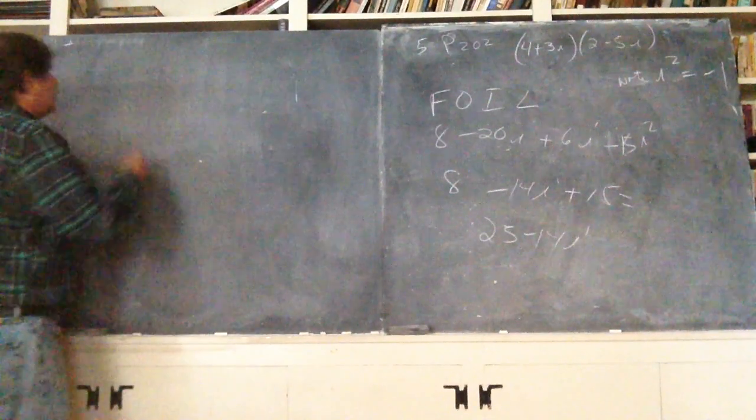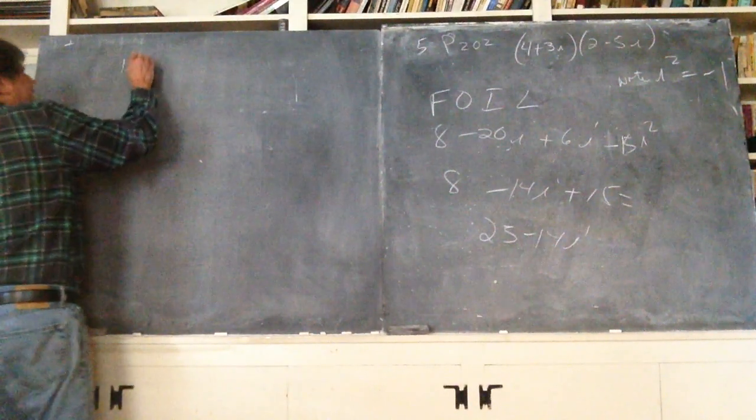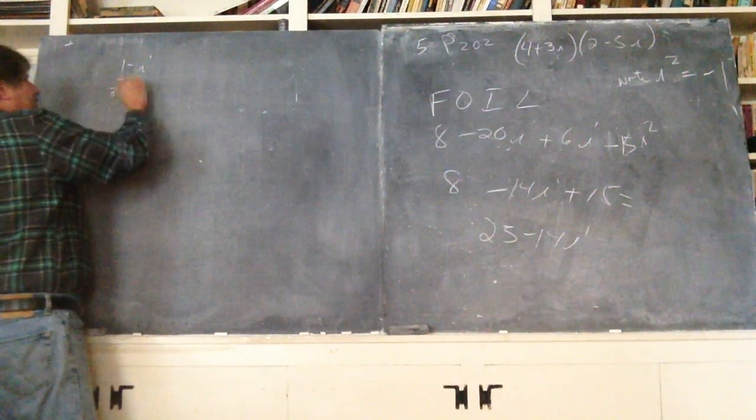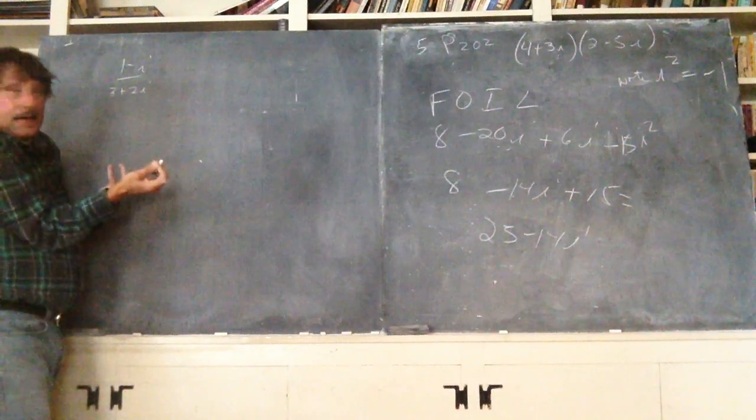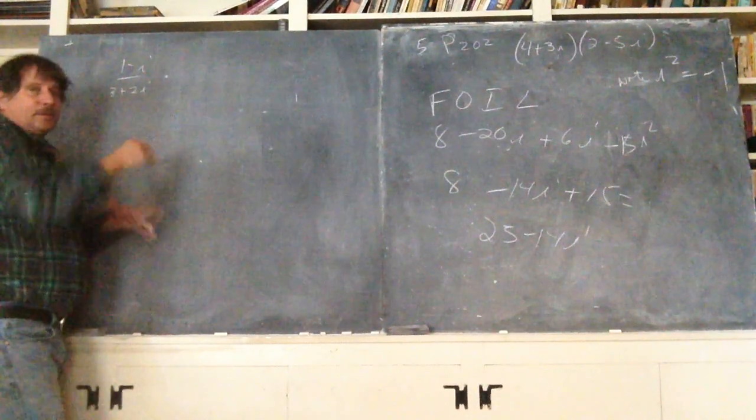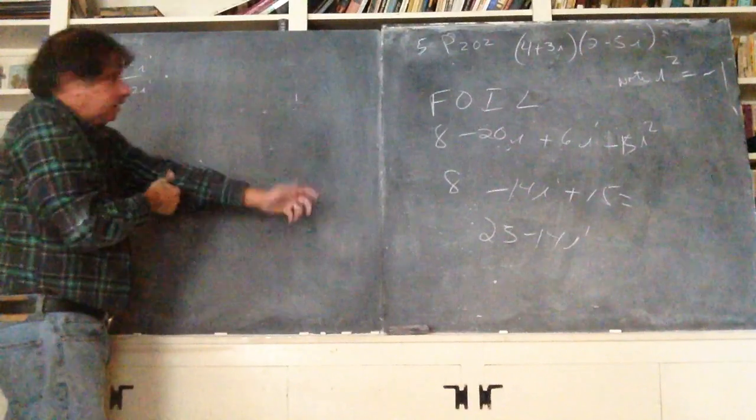What are we on? 5. So, I'm making up a problem. Divide 1 minus i over 3 plus 2i. Okay, I'm dividing that. I'm making this up. This is on a page. I just made it up.